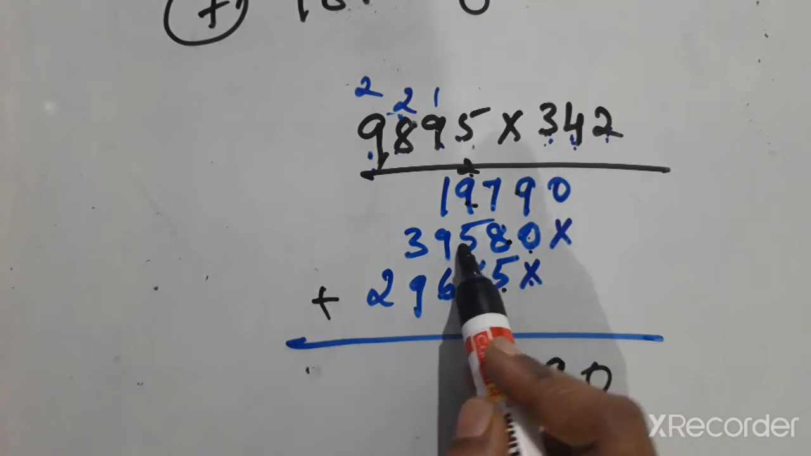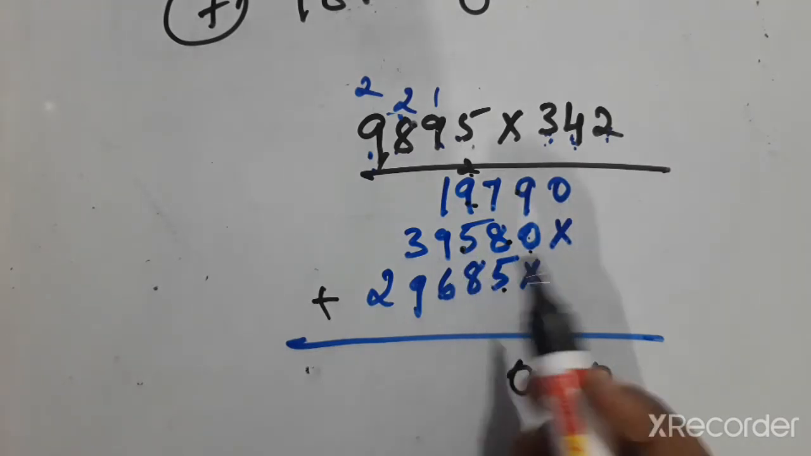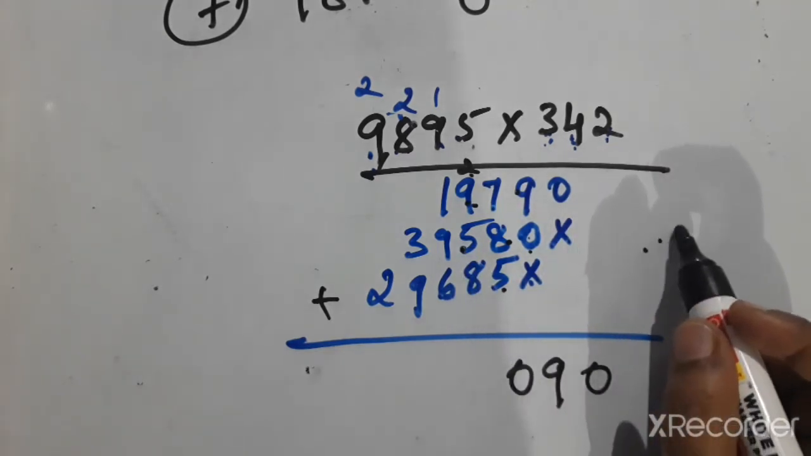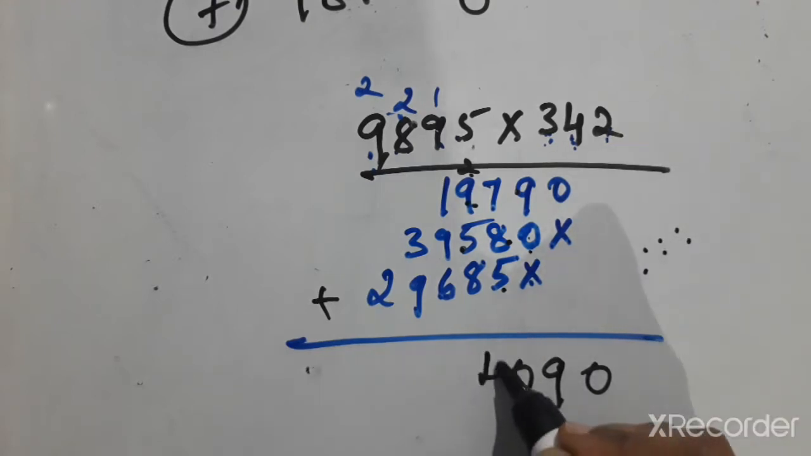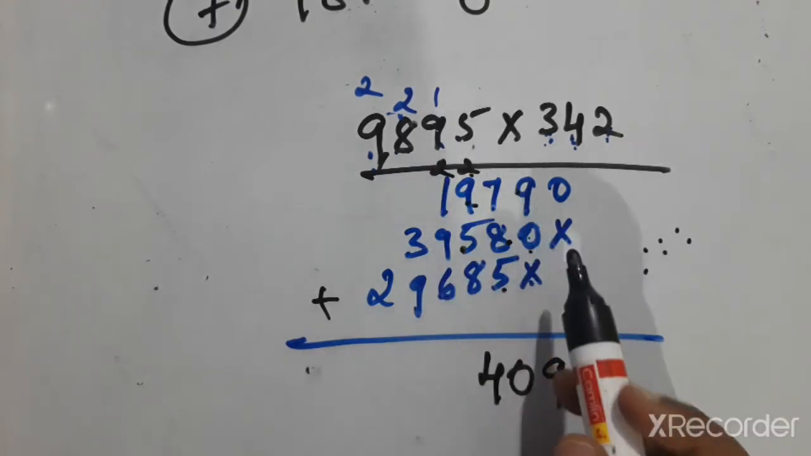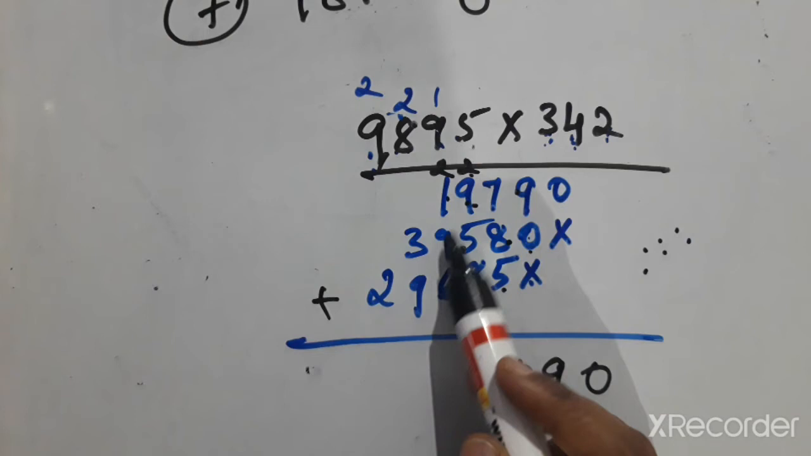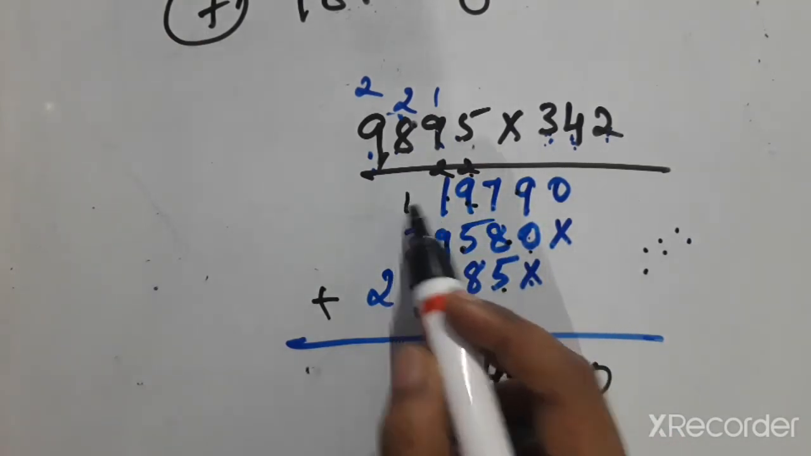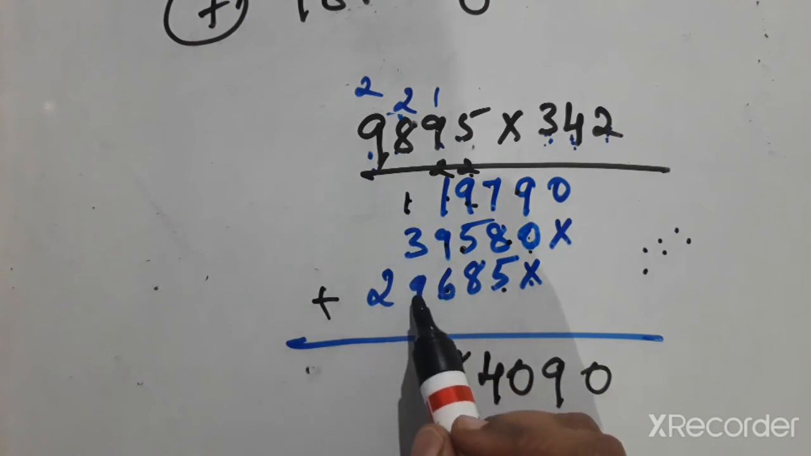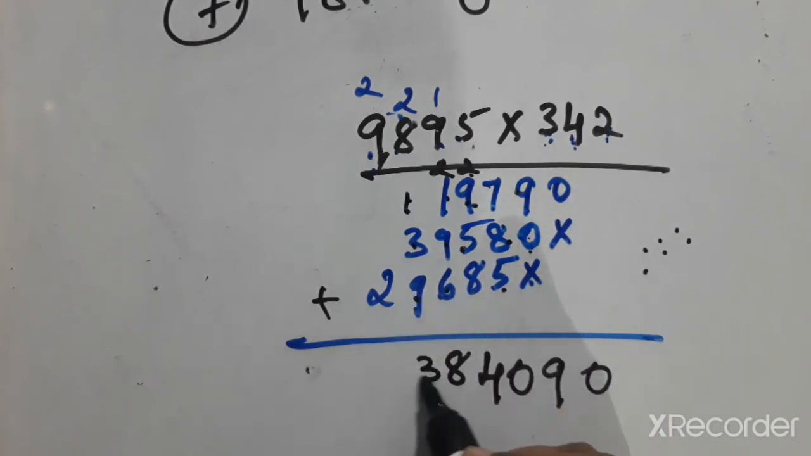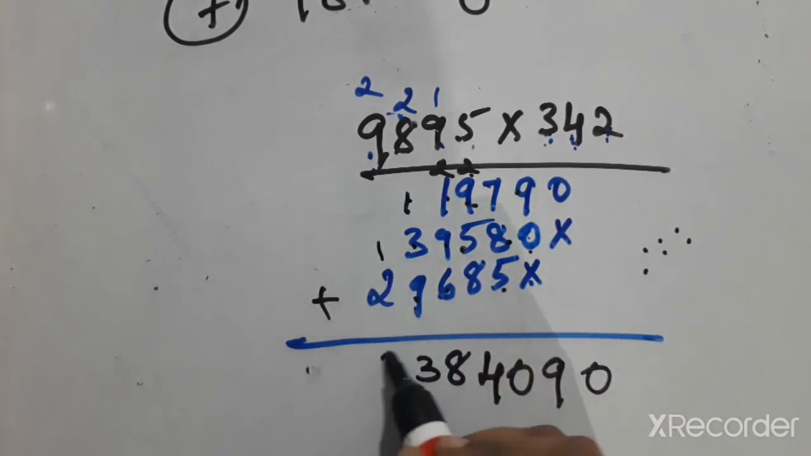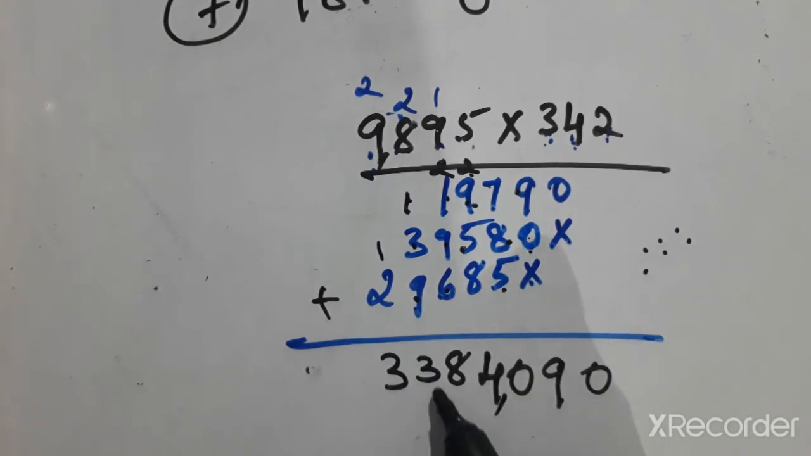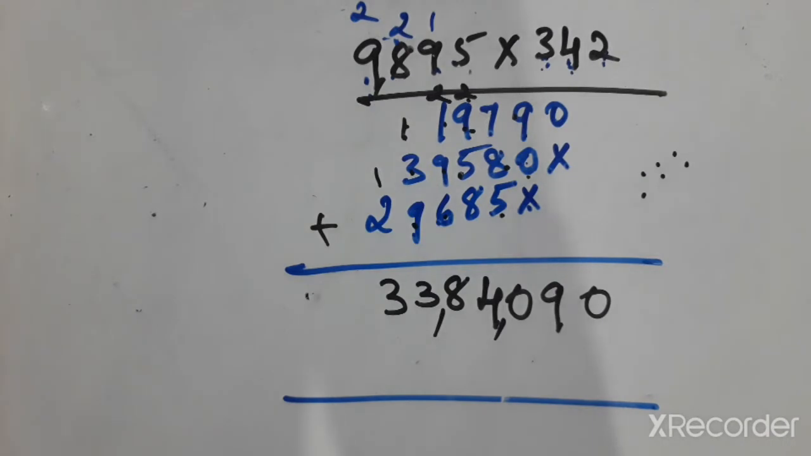11 plus 5 is 16. 16 plus 8 is 24. 4 here, 2 carry out to the next place. 1 plus 9, 10, 16, 17, 18, 8, 1 carry out to the next place. 1 plus 9 is 10, 13, 3, 1 carry out to the next place, 3. Answer is 33,84,090.